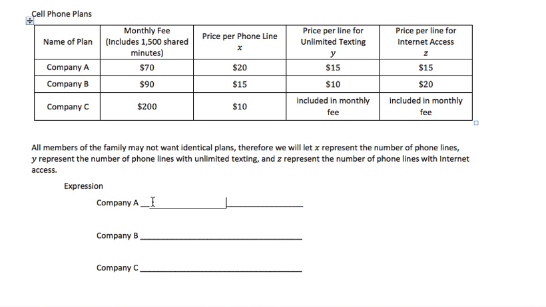Company A has a $70 monthly fee, and then $20 per phone line, so that is 20 times X, $15 per phone line for unlimited texting, and we're representing that with Y, so 15 times Y, and then finally $15 per phone line for internet access, and we'll represent that as 15 times Z.